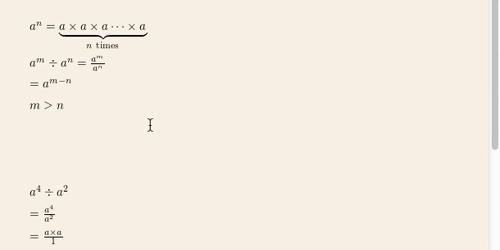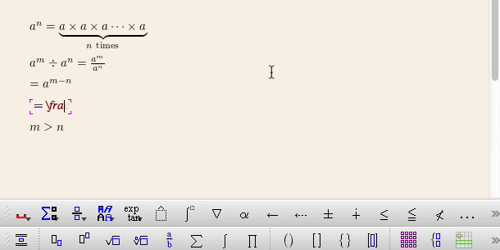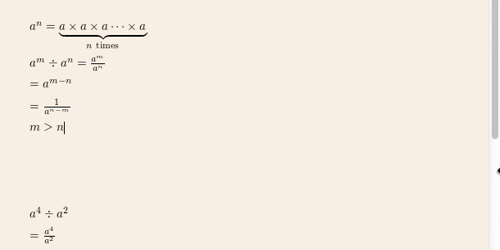So what if n is larger than m? Well then, if n is larger than m, then m a's would cancel and there would be no more a's at the numerator, and there would be n minus m a's in the denominator. So it would be equal to a fraction with 1 over a to the power of n minus m.